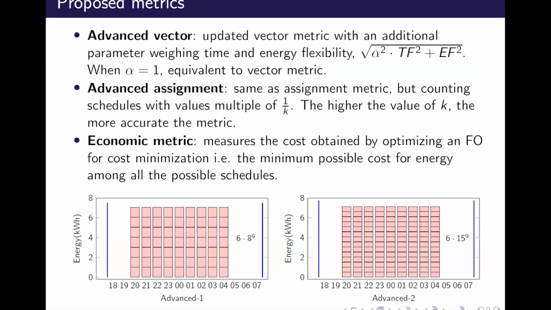But another metric that we introduced is actually an economic metric. This is an a posteriori metric, akin to what we call utility. It measures the cost obtained by finding an optimal schedule in terms of cost for a given flex offer. You can think of it as the minimum price that you would have to pay for executing the optimal schedule for a given flex offer. For example, to charge your battery up to a desired level.